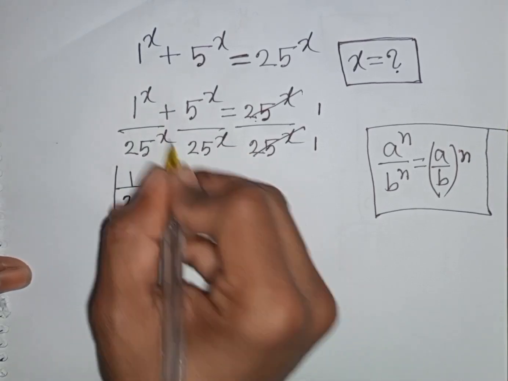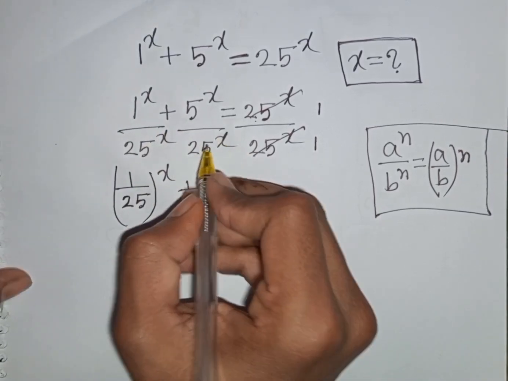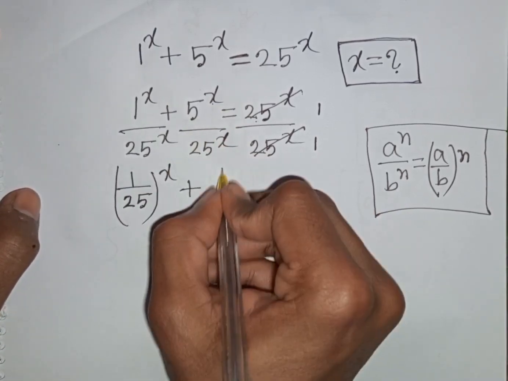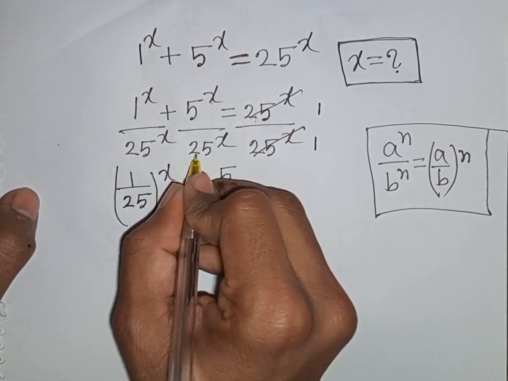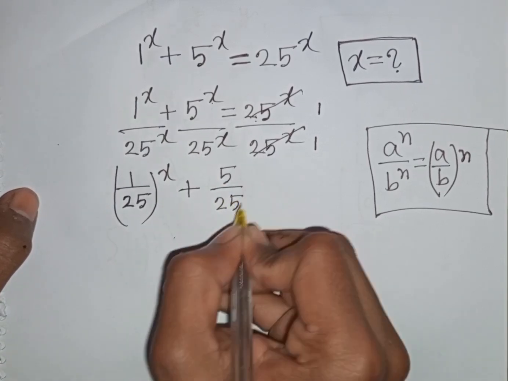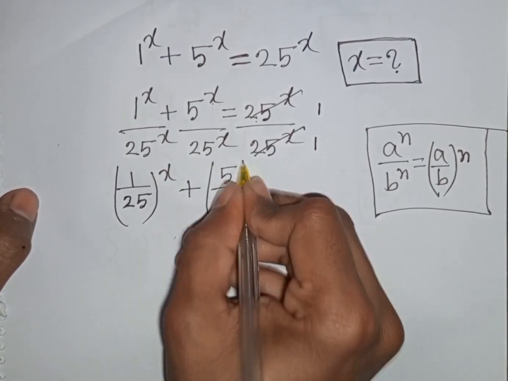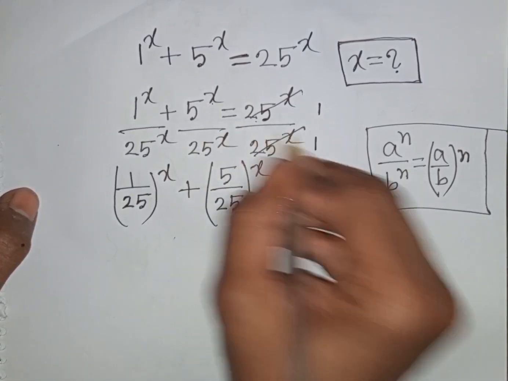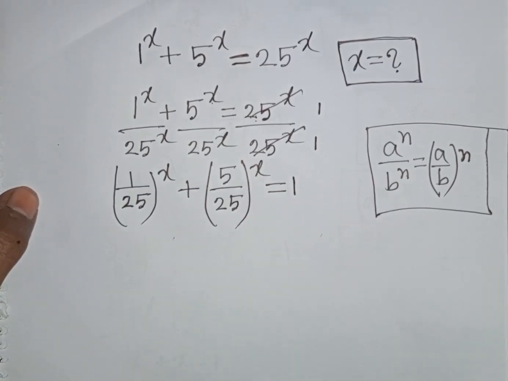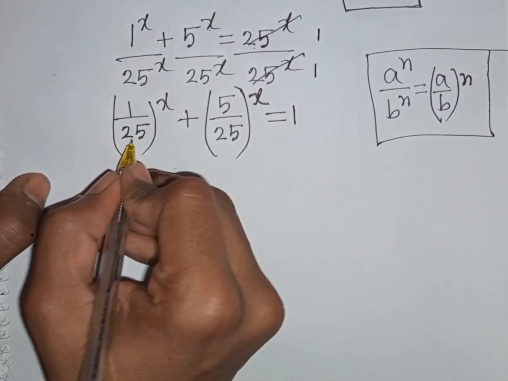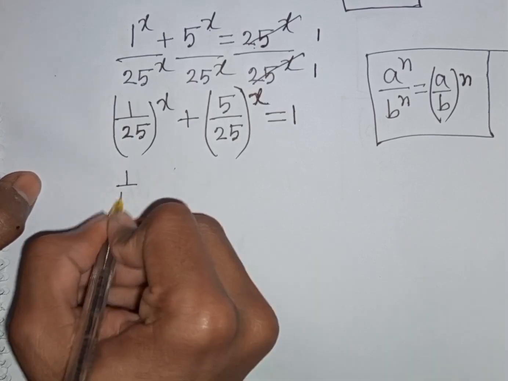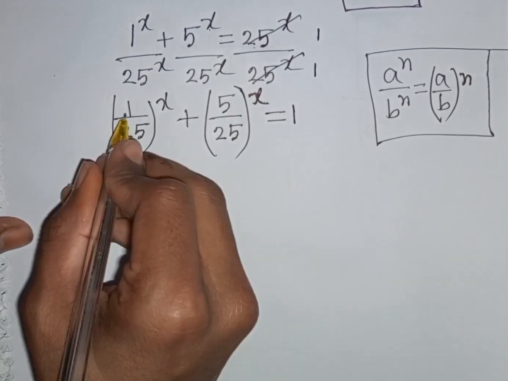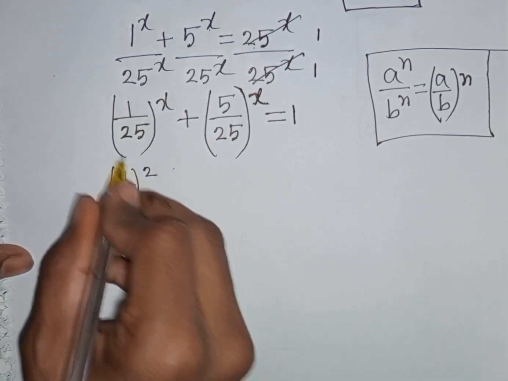common power x plus, again x same power but different base. So according to this formula I can write here 5 over 25, then bracket common power x is equal to 1 divided by 1, that means it will be 1. Now 1 by 25 can be written as 1 by 5 bracket power 2.